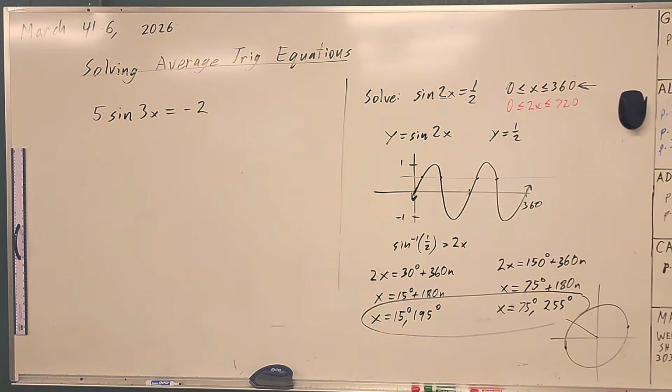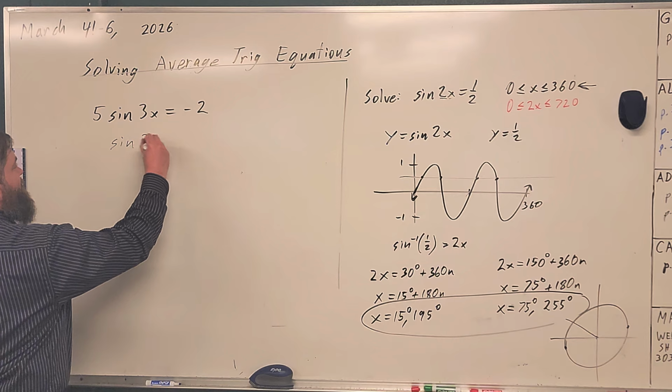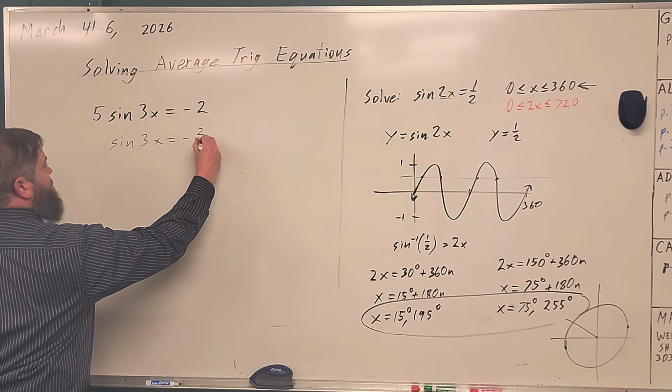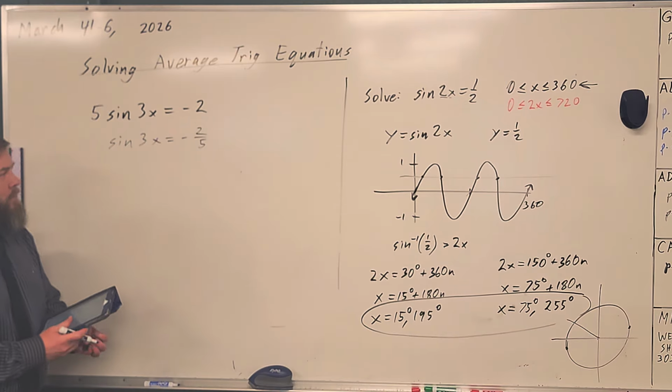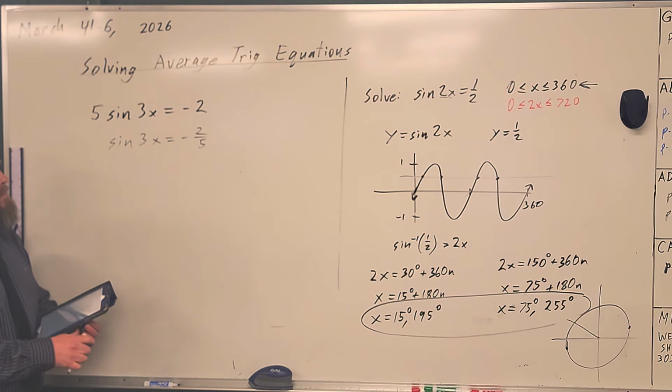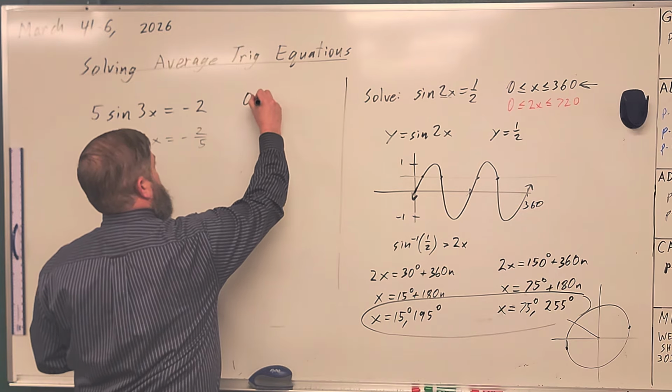Any ideas what I would do first? Definitely. Divide by 5. Sine 3x equals negative 2/5. Okay. What's next? Visualize your restrictions. Oh, I didn't even give us any. Let's do radians this time.